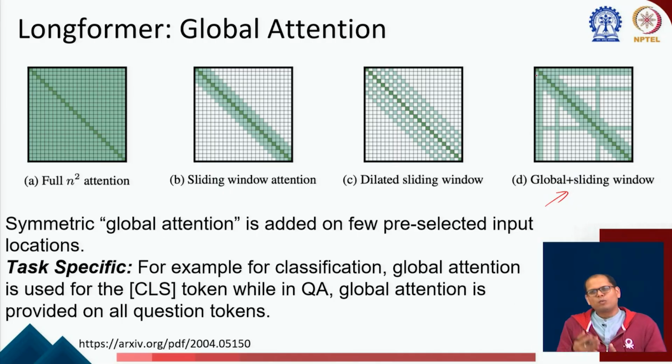And what these global tokens will be will depend on the problem. So let's say you are doing classification. Then the CLS token is very crucial. So what they will do is give the CLS token global attention.